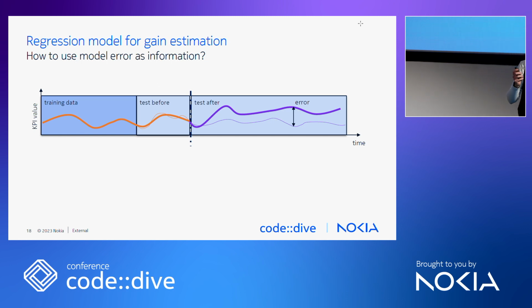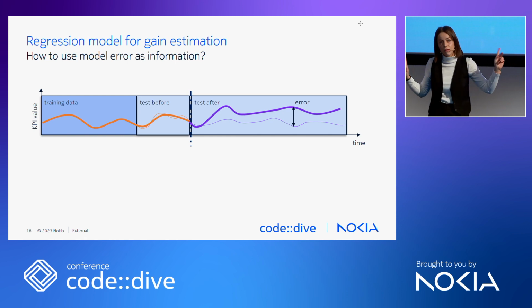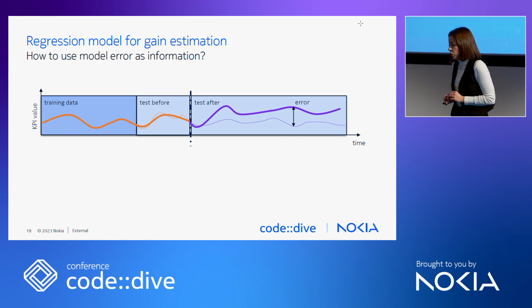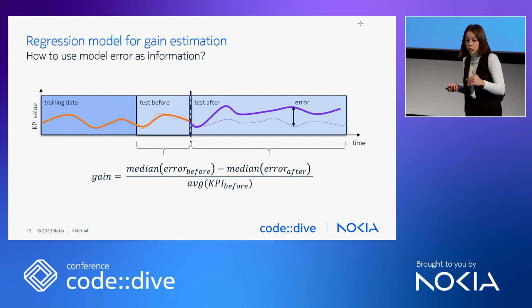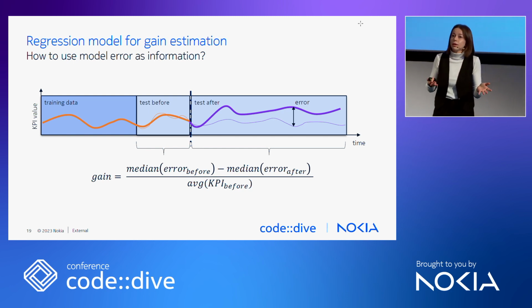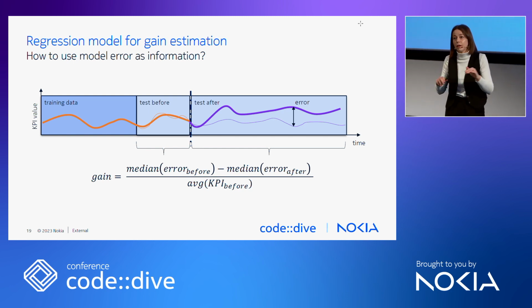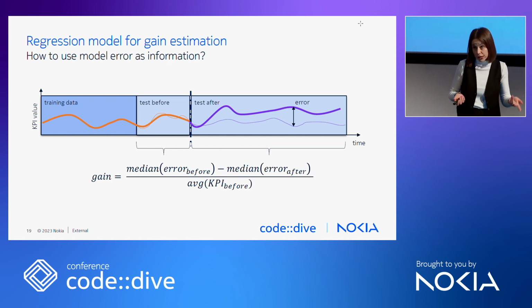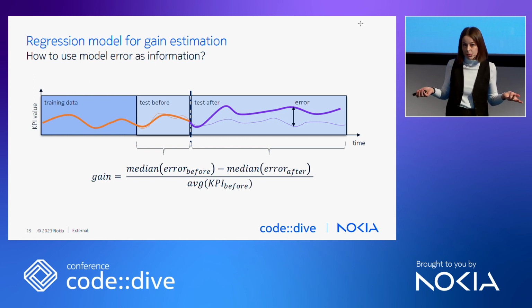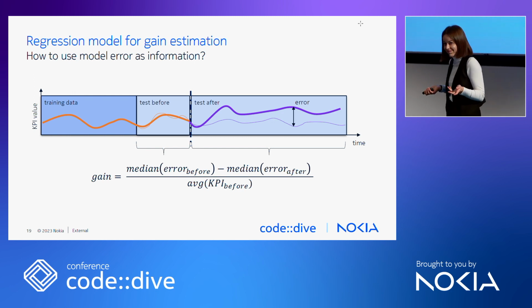Now, we took the model error for each measurement point from both of these periods, and we calculated the median error. So to calculate gain or loss, respectively, we subtract one median error from the other, and we divide it by the average value of the KPI in the period before the change, just to ensure that we get the result expressed as a percentage. And that's it. That's the whole idea.